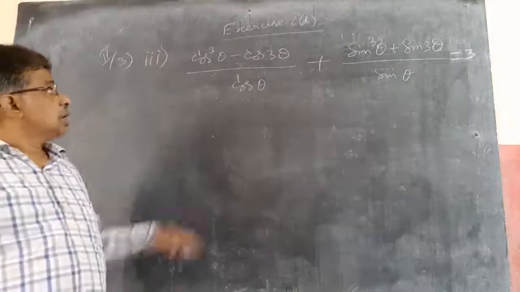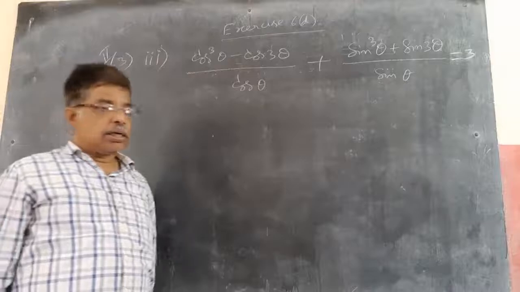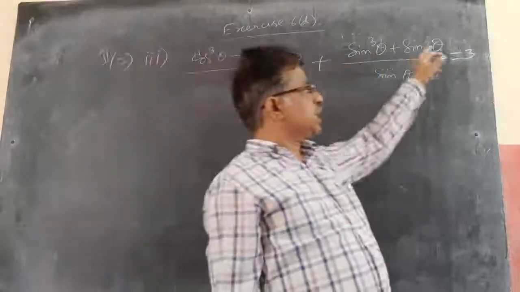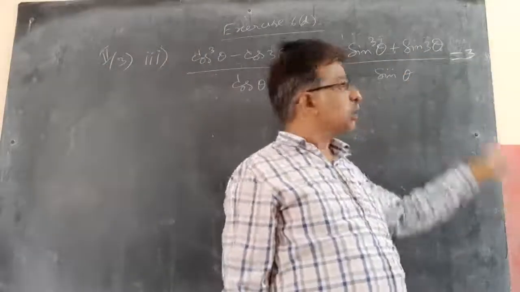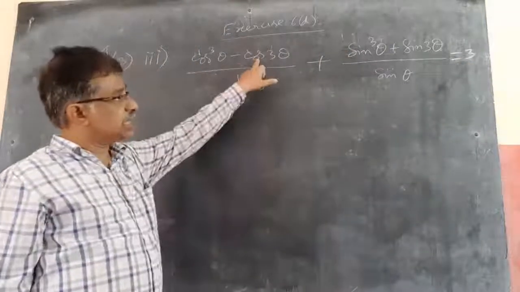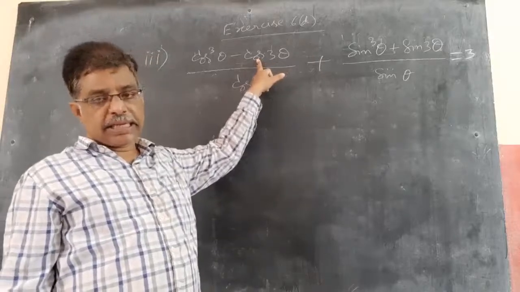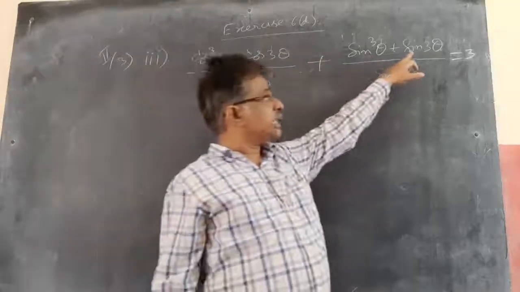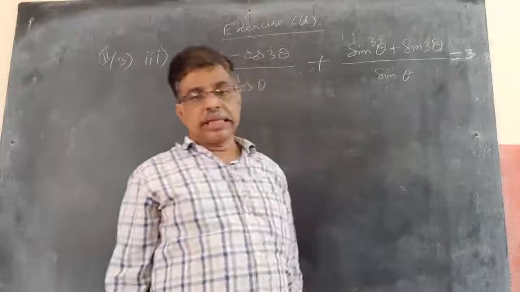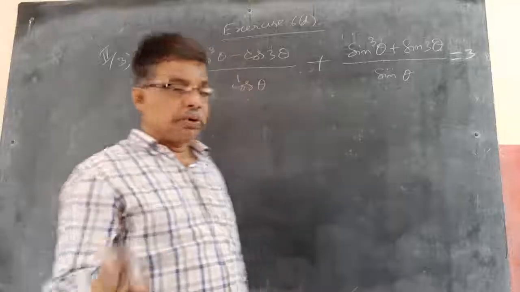Next, prove that (cos³θ − cos 3θ)/cosθ + (sin³θ + sin 3θ)/sinθ equals 3. How to prove? The cos 3θ formula, you know, we can write as 4cos³θ − 3cosθ. And the sin 3θ formula, you know, is 3sinθ − 4sin³θ. Just write down the formula and simplify everything.